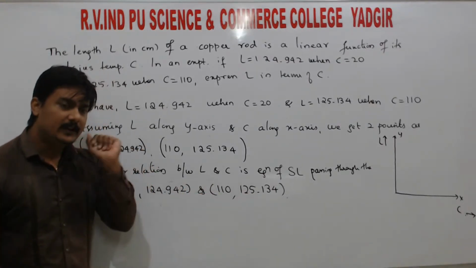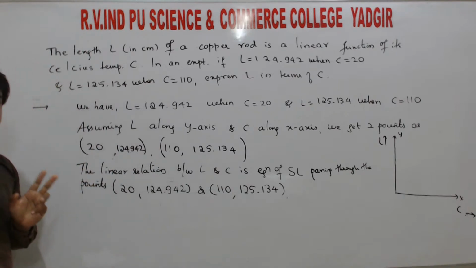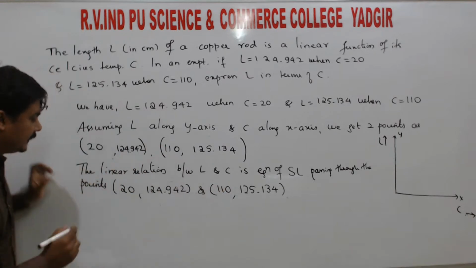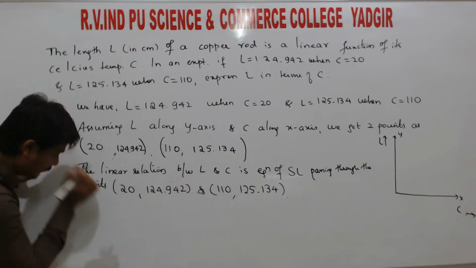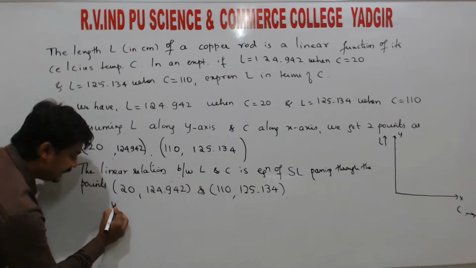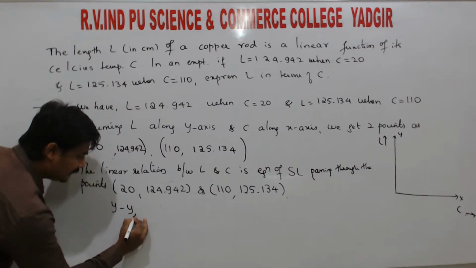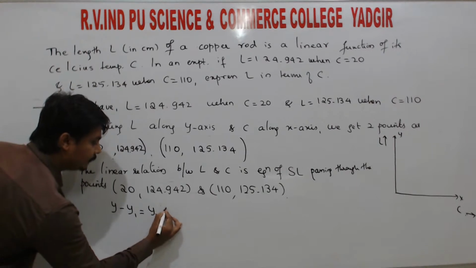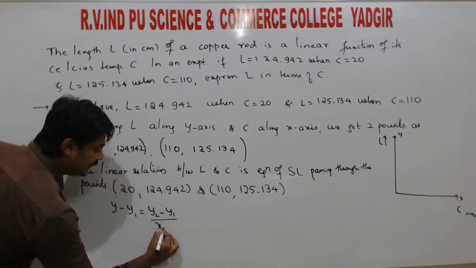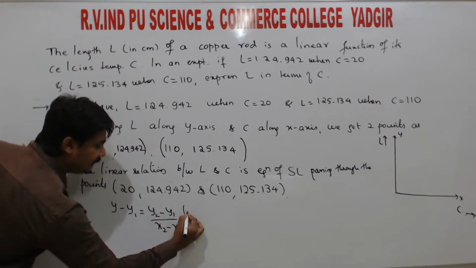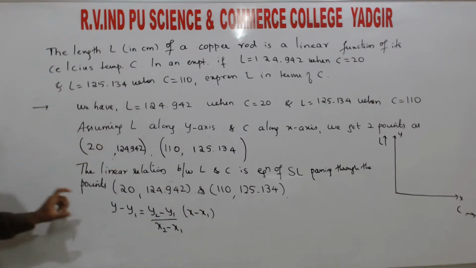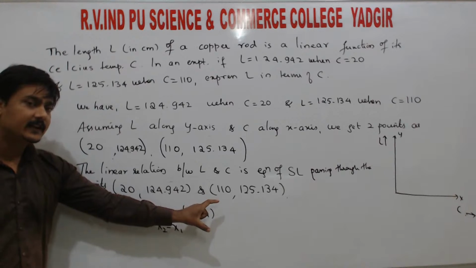Okay, so now let us use the 2-point form of the straight line equation because I know 2 points. So what is the 2-point form of the straight line equation? y minus y1 equals y2 minus y1 divided by x2 minus x1 into x minus x1. This is the 2-point form of the straight line equation.